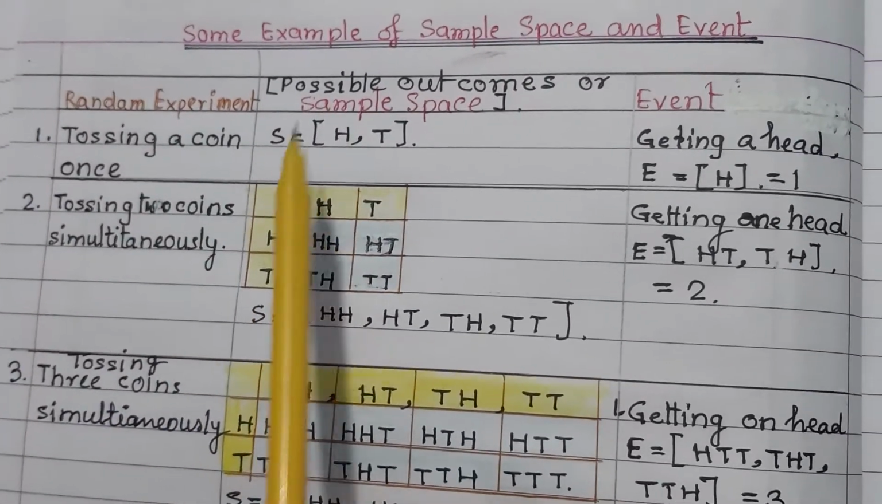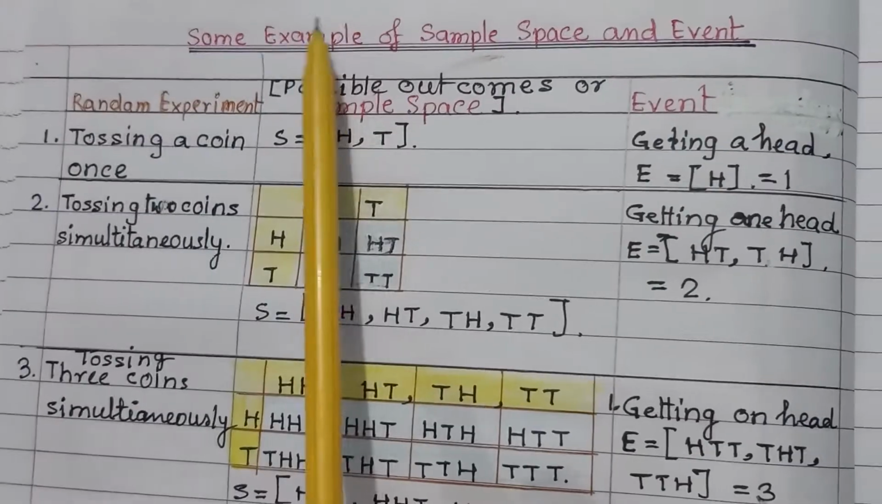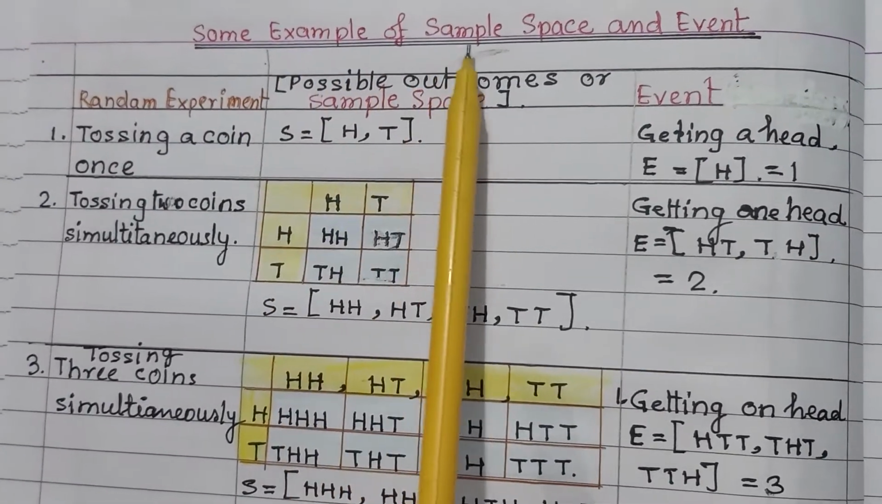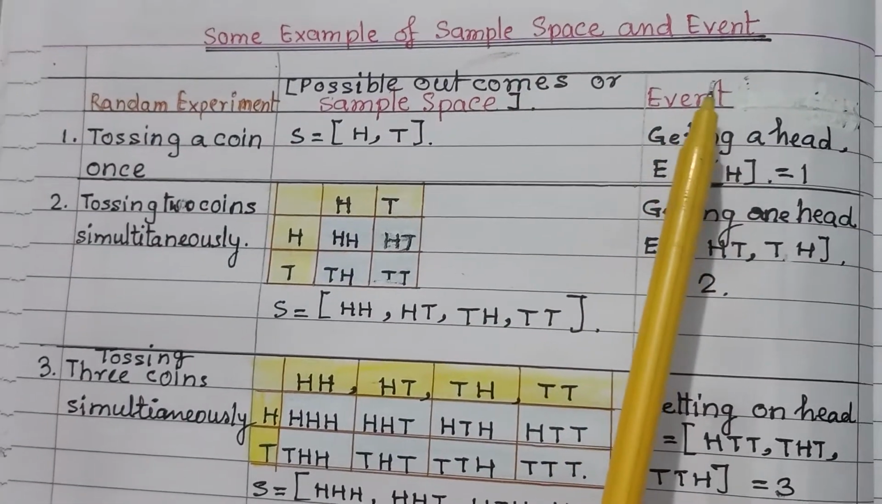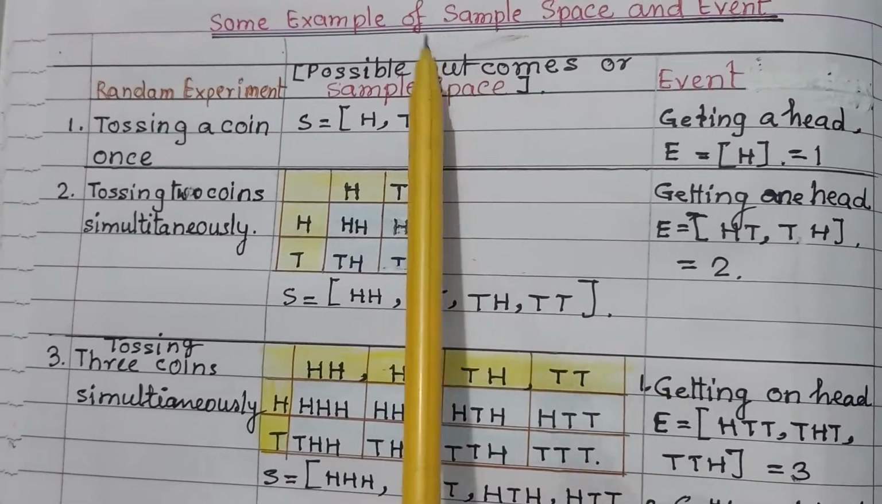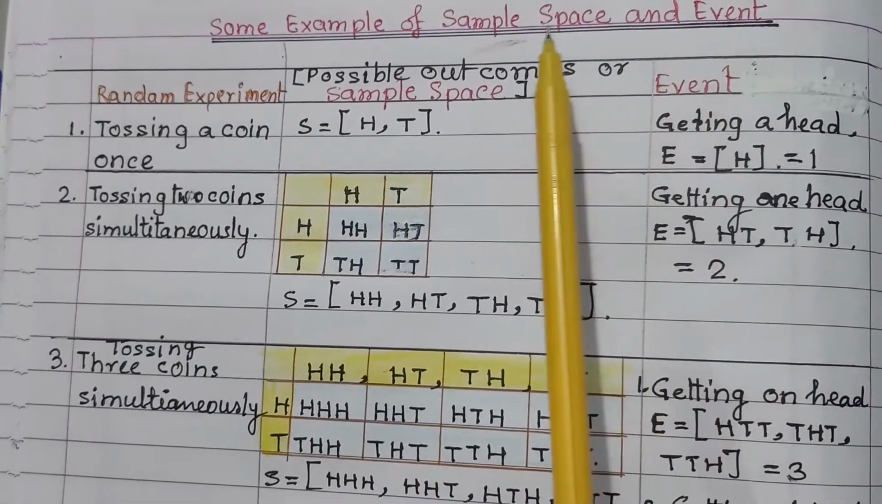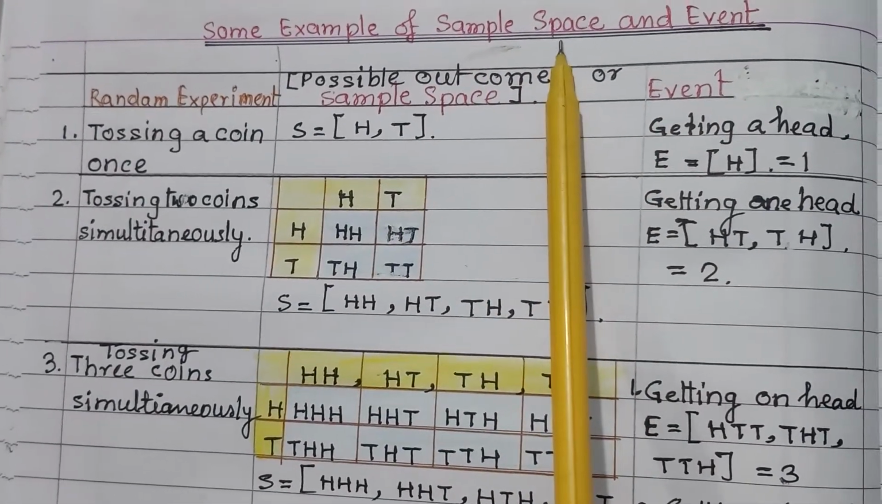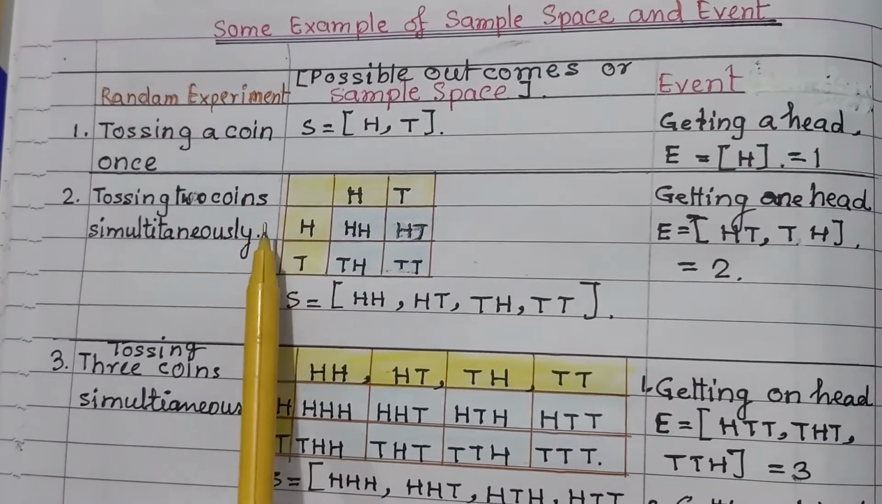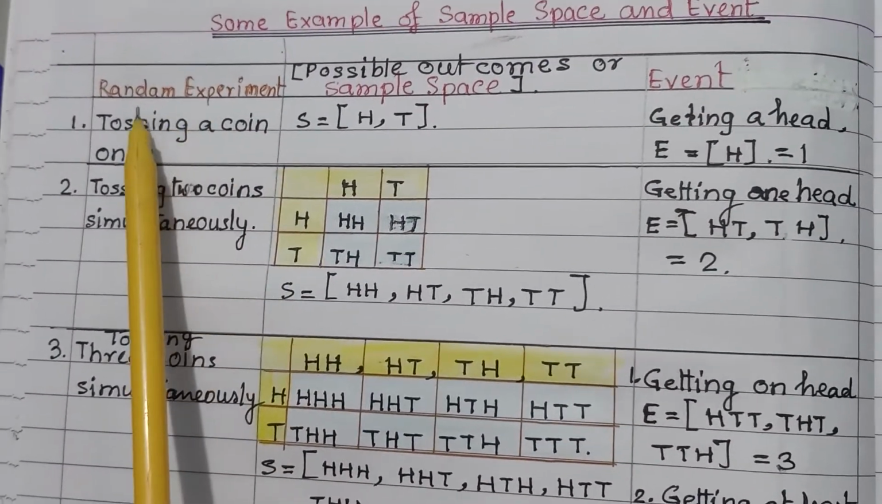Hello everybody. Now in the chapter on probability, there are some examples of sample space and event that I will give in this video. Already in the previous video I explained what a sample space is and what an event is. Here, by this example, it will be clear for you.